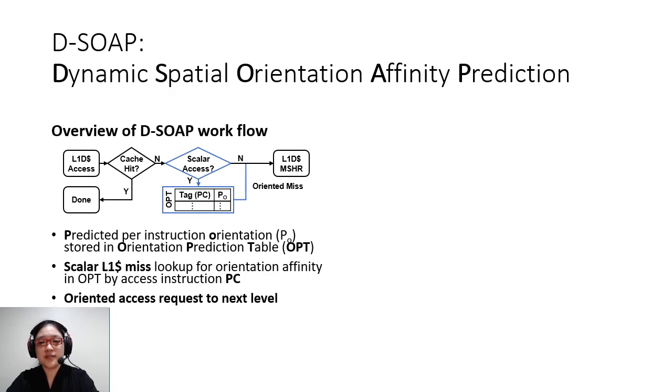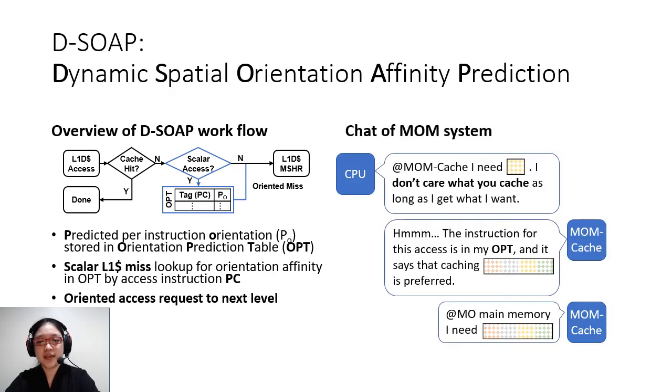Then, when there is a scalar axis miss in the L1 cache, we look up the predicted orientation in the OPT to generate an oriented miss. Unlike the prior static approach that gives all axes an orientation, we apply the predicted orientation only to L1 cache misses, because as long as we can satisfy a scalar memory axis, we don't care what orientation it was in. This means that preferred orientation is a property of cache fill data.